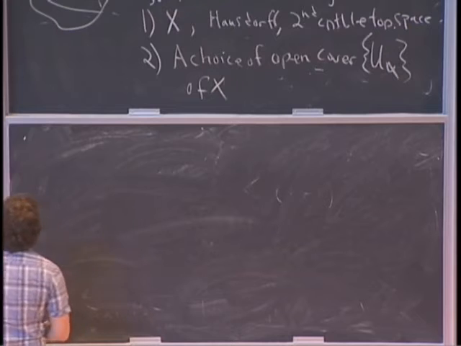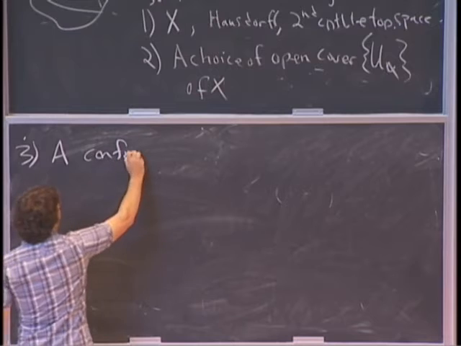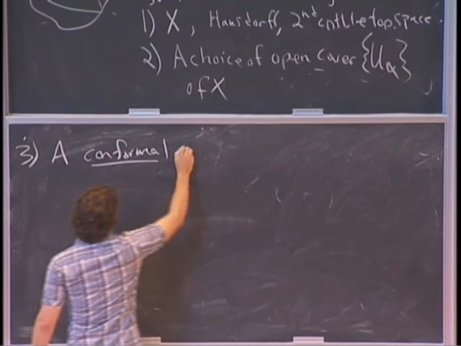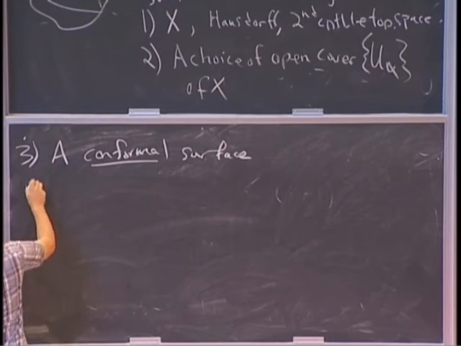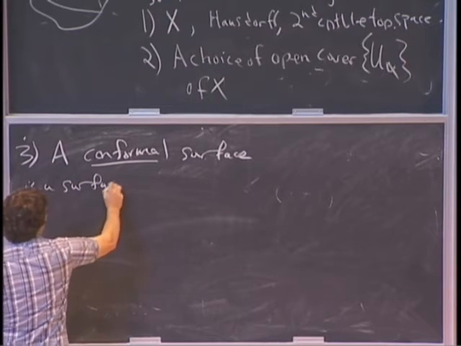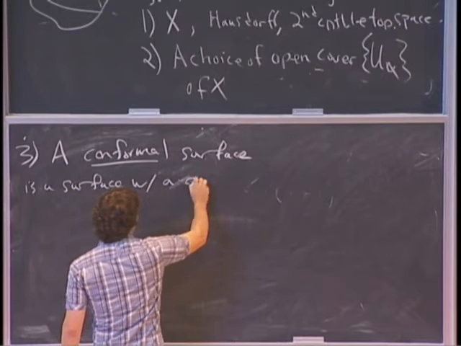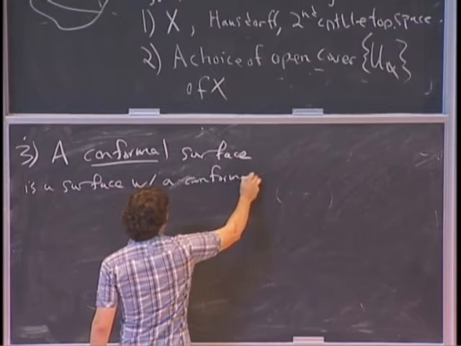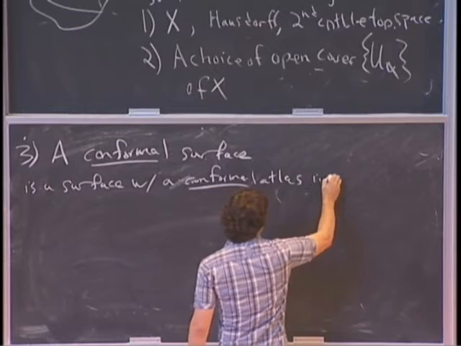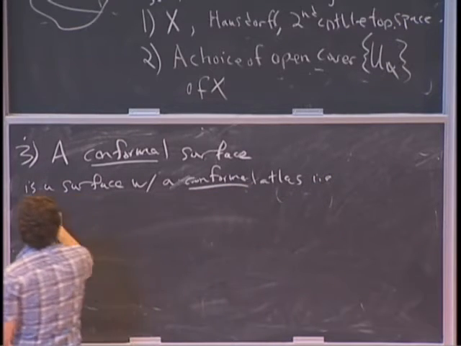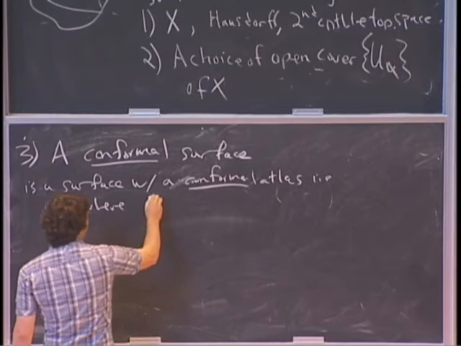So a conformal surface is a surface with an atlas, a conformal atlas, i.e., one where infinitesimal angles are preserved.